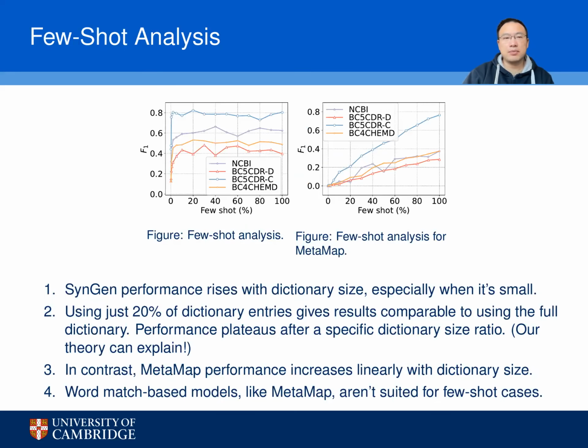In the next experiment, we conduct the few-shot analysis. We can observe that the SynGen performance rises with the dictionary size, especially when the size is very small. We can use just 20% of the dictionary entries to get a very good result comparable to using the full dictionary. In contrast, the MetaMap performance only increased linearly with the dictionary size.